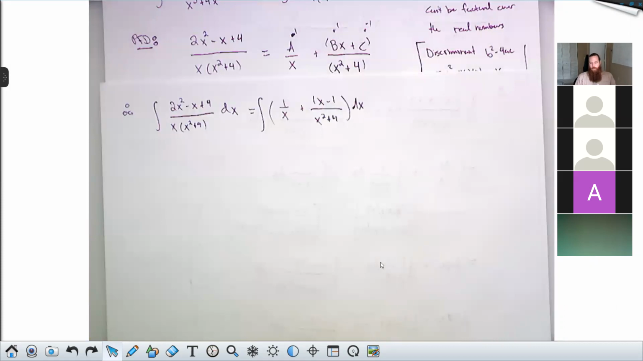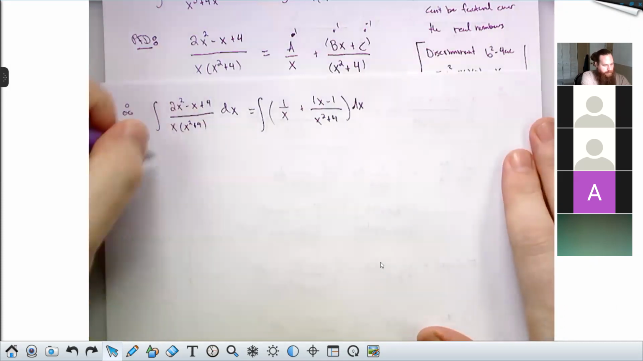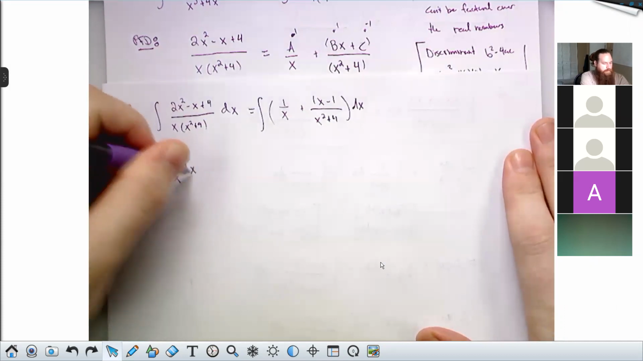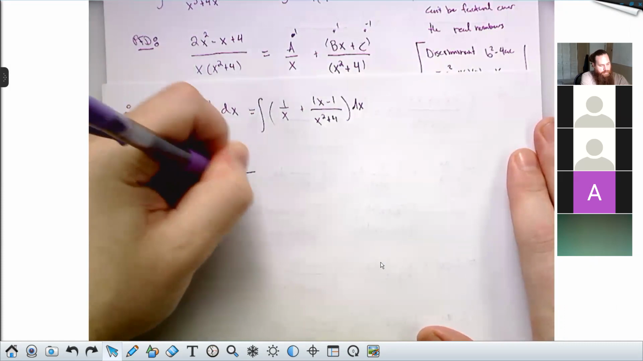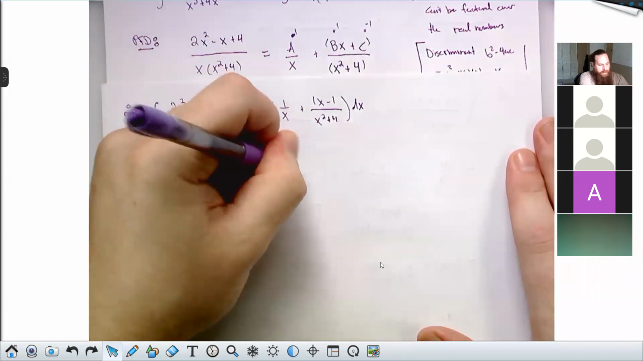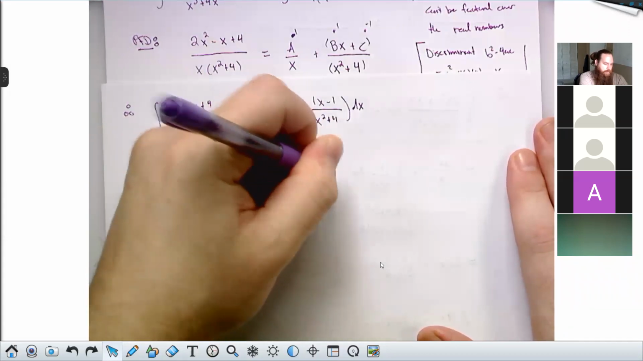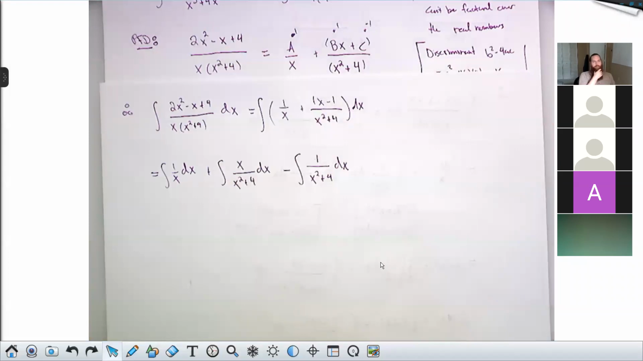And this integral I'm going to split into 3 pieces. This is the integral of 1 over x dx plus the integral of x over x squared plus 4 dx minus the integral of 1 over x squared plus 4 dx. So I did 2 things in this line. I split this fraction up as x over x squared plus 4 minus 1 over x squared plus 4. Remember, you can always split fractions up across their numerator like that. Can't do it with denominators, but you can do it over numerators. And I also gave the integral to each of the 3 resulting pieces.